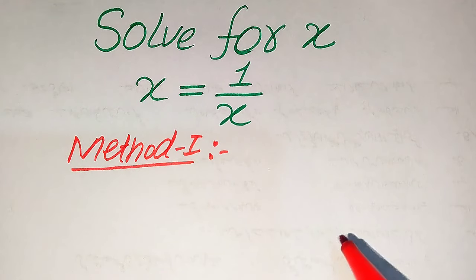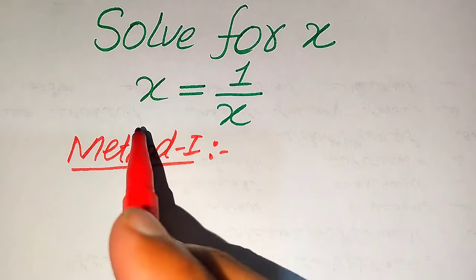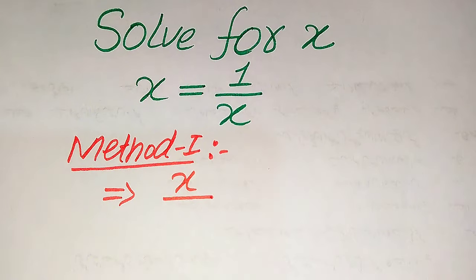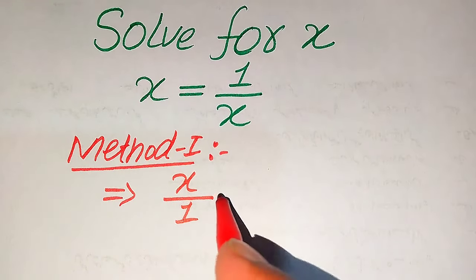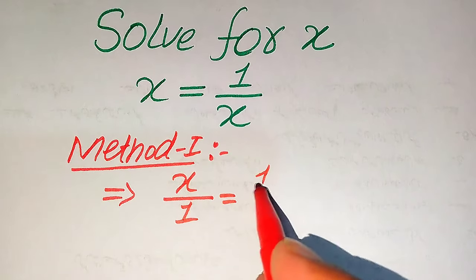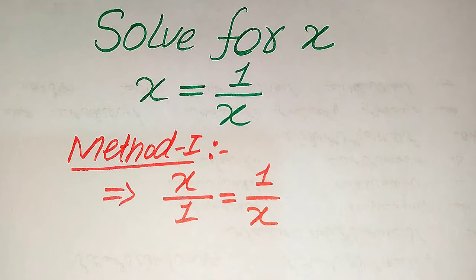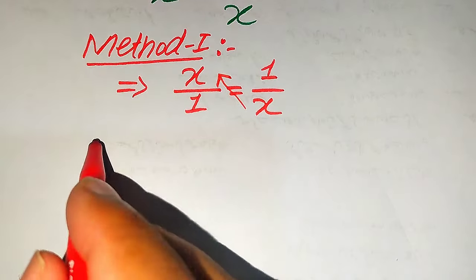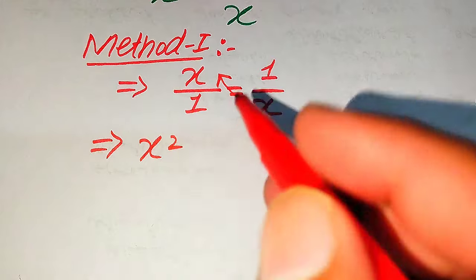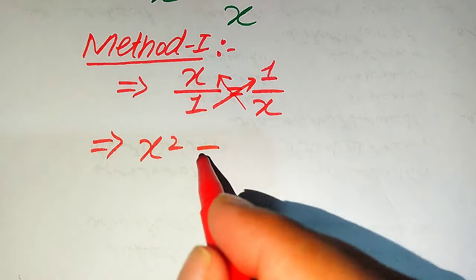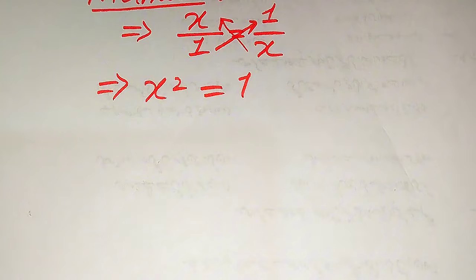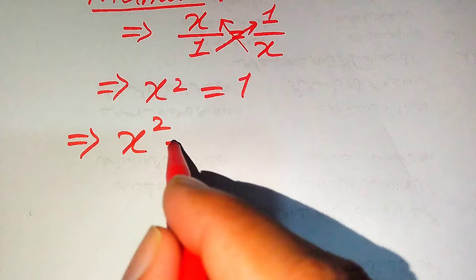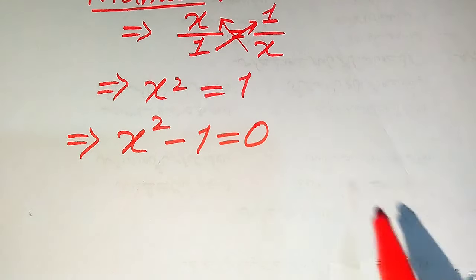Now we move towards our first method. In this method, first you see that on the left hand side we have x only, and you know that the denominator of this x is 1, so x divided by 1 equals 1 divided by x. Here we need to cross multiply the terms, and when we multiply x with x, it will be written as x square, and we multiply 1 with 1 and it equals 1 only. In the next step we move this 1 to the left hand side, and it will be written as x square minus 1 equals 0.